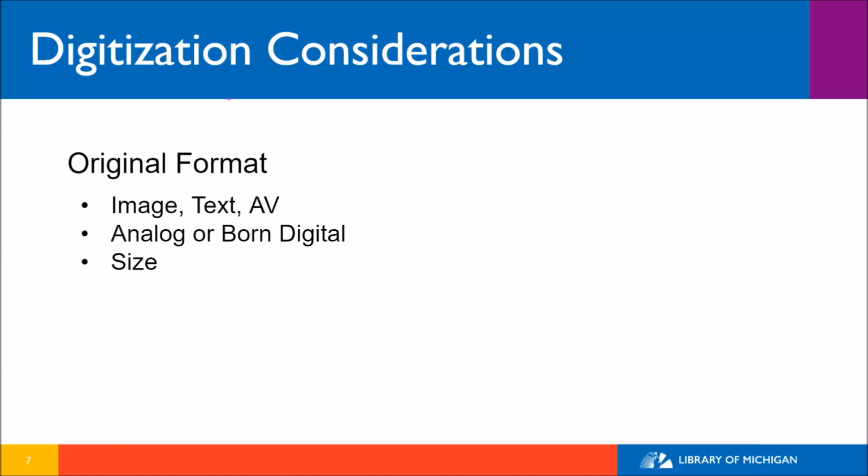So there are several considerations when determining file format and specifications for a digitization project. First, the original format will have a huge impact on what file formats are appropriate or what will retain all of the necessary information from the original. For example, if you're digitizing an image, such as a photographic print or a negative, you would have a different file format than digitizing textual documents or audiovisual materials.